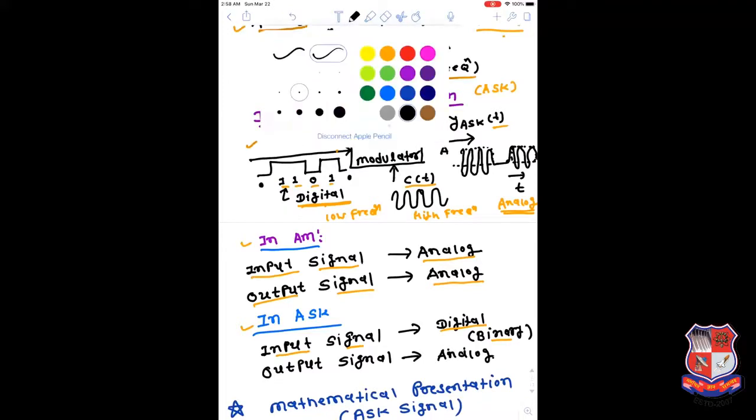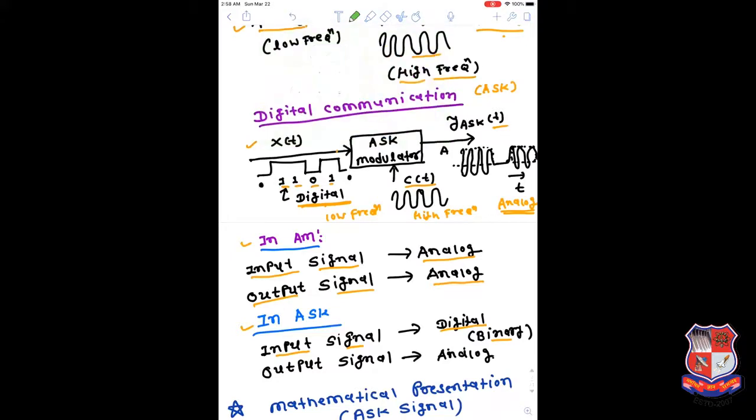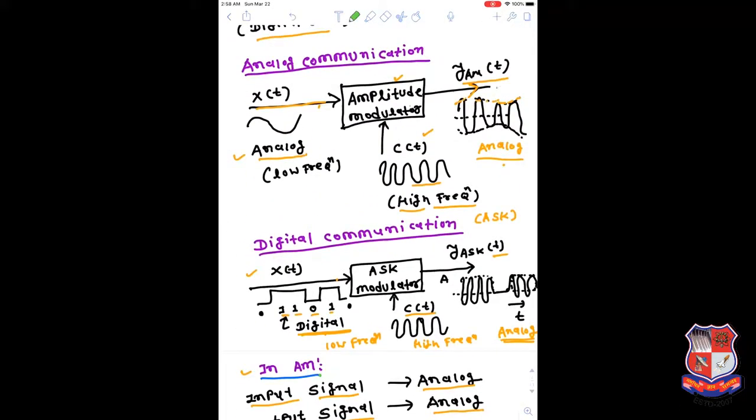So here we can observe the very important concept: in amplitude modulation, the output Y of t signal depends on the amplitude of the input signal, and the envelope of Y AM of t is directly proportional to the shape of your input signal x of t. So that's why it is known as amplitude modulation. The amplitude of your carrier signal is changed in accordance with the applied input x of t.